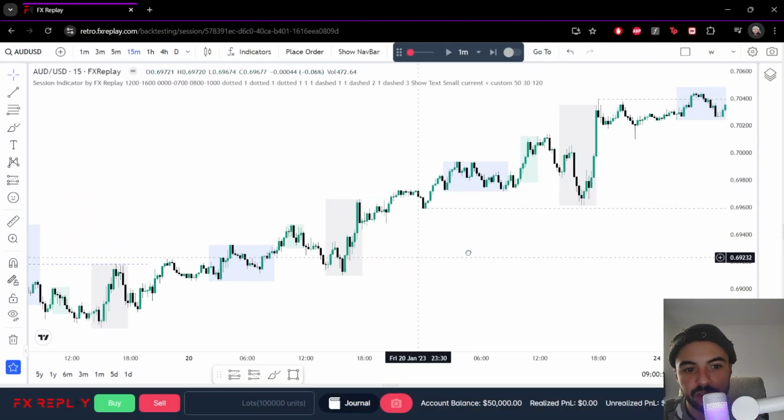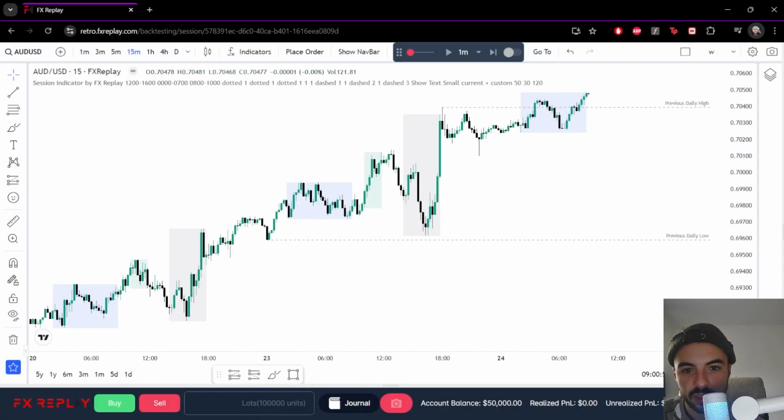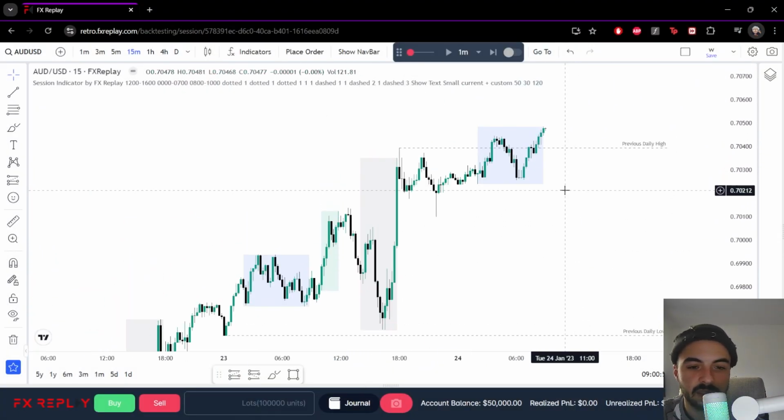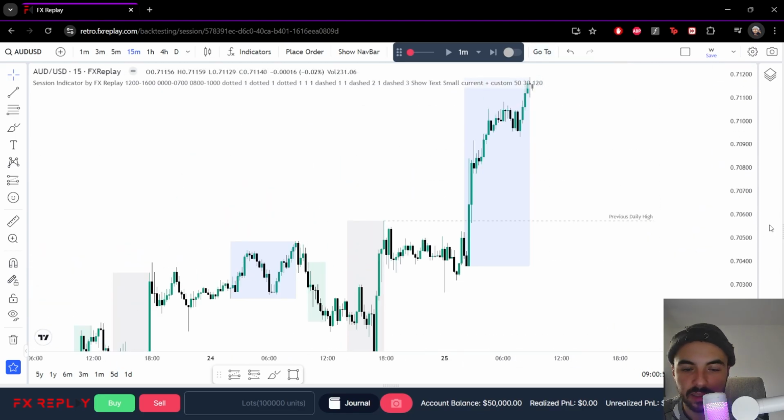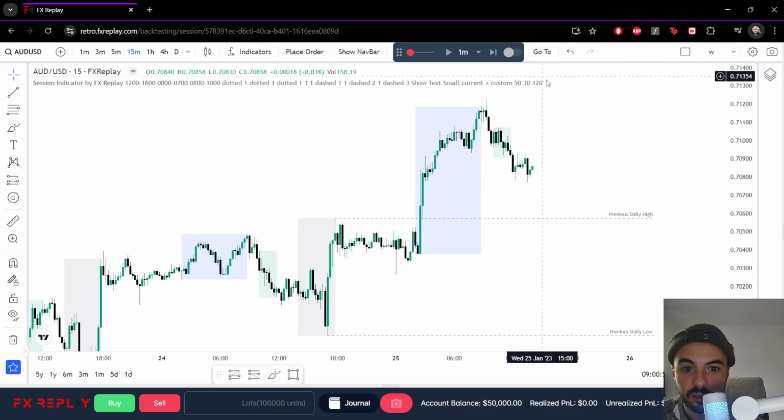See, all those Asias are consolidations. This is not an Asia you want to see to trade this strategy. You want to see a pretty displacive Asia, like this. This would be a good Asia for the setup.